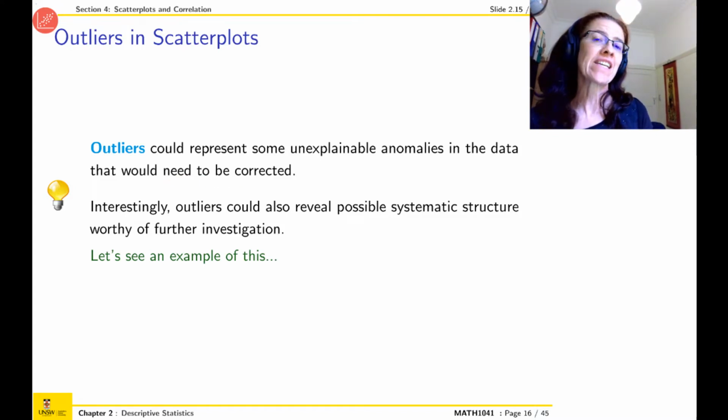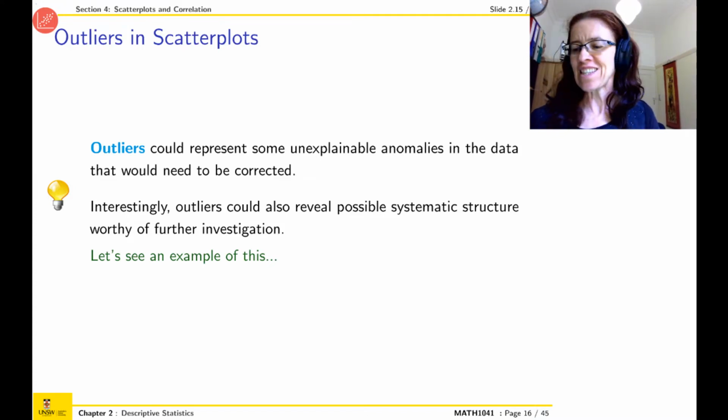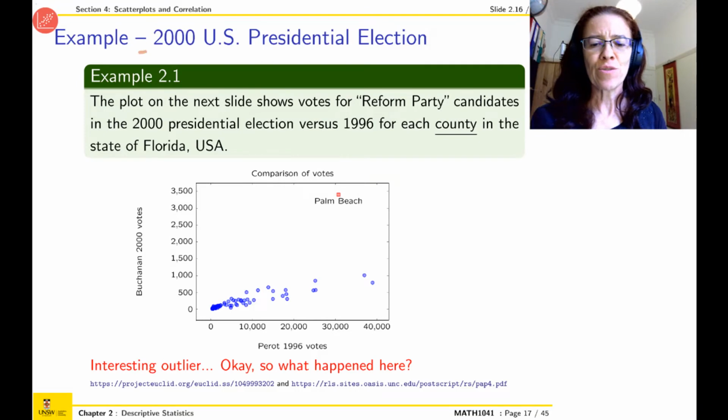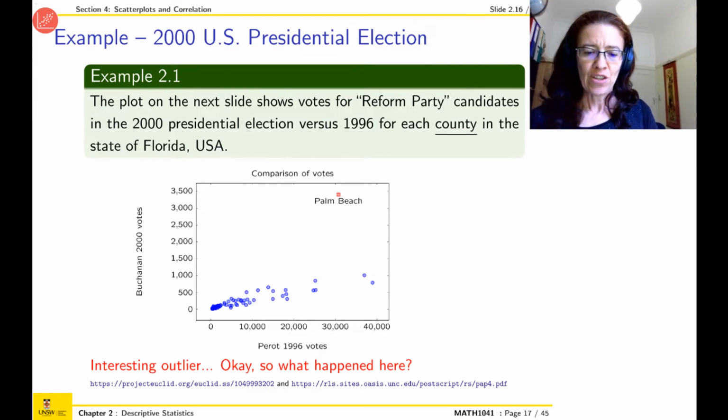But sometimes an outlier can reveal things you didn't expect. Let's see an example. This is the 2000 US presidential election. On the plot below, you can see the votes by county. Each dot is one county, for the Reform Party candidate. In 1996, the candidate was called Perot for that party, and in 2000, it was called Buchanan. You can see that for every county in Florida, there is a pattern, except for Palm Beach, which really stands out. It looked like suddenly in 2000, many more people voted for Buchanan than expected.